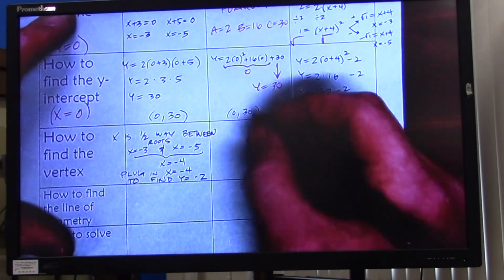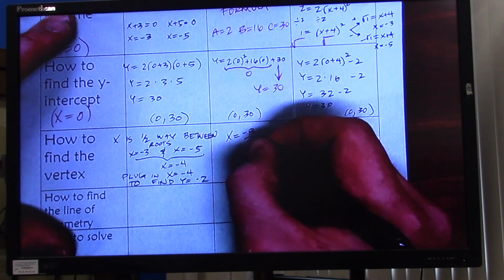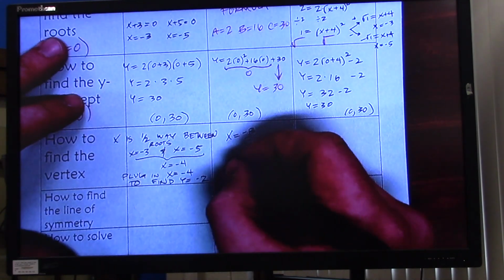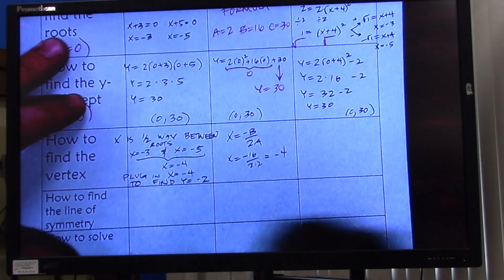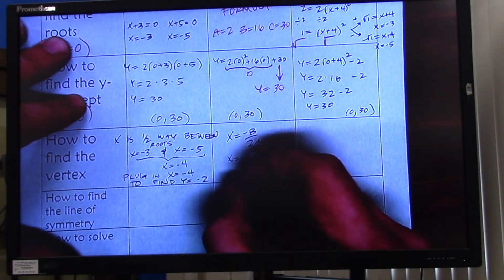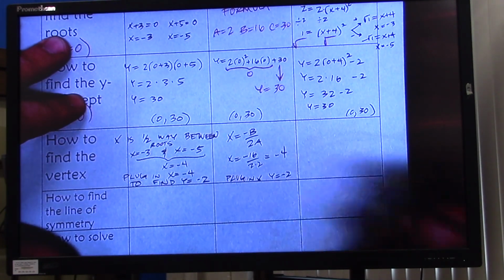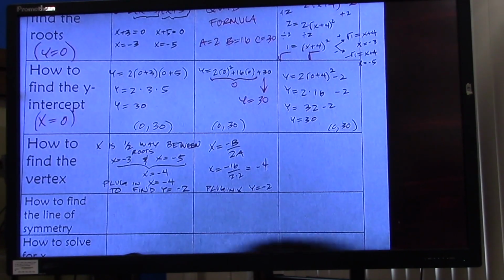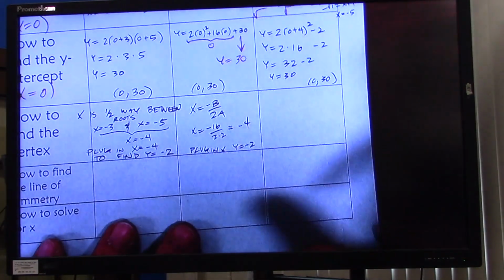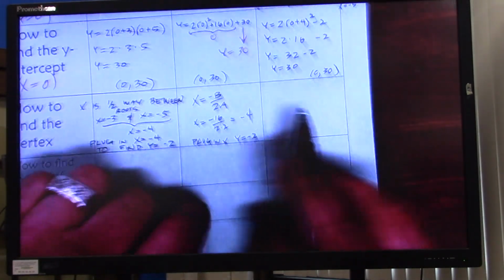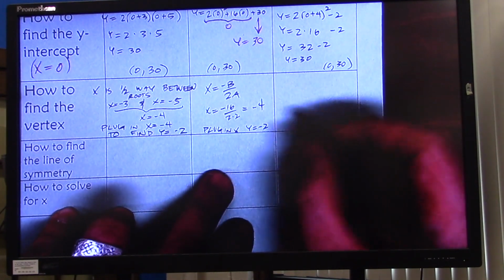And then if you instead have general form, x equals -b over 2a, so x equals -16 over 2 times 2, which equals -4. Plug in x, y equals -2. And again, that last part may not be self-explanatory, but we'll come back to specifically what that means after this part of these notes.